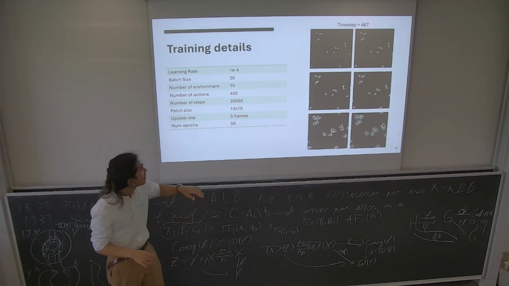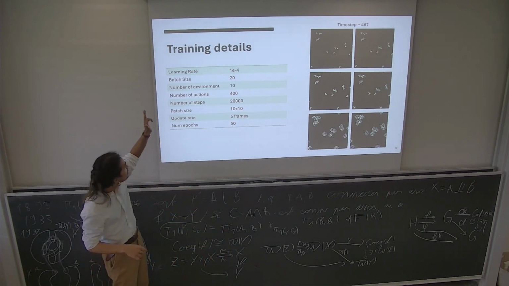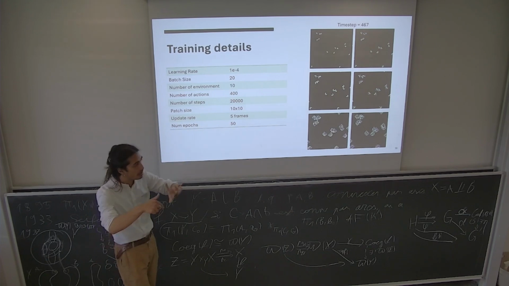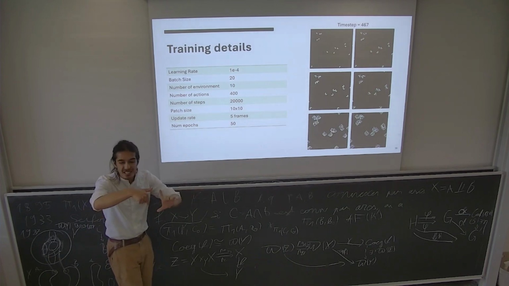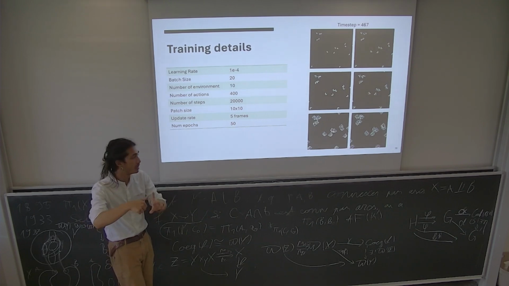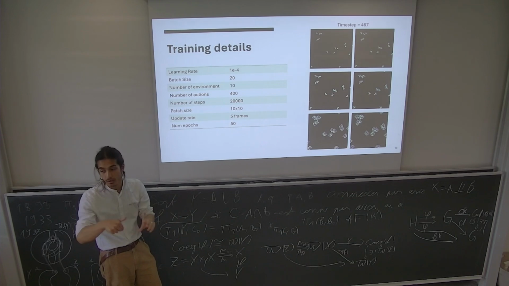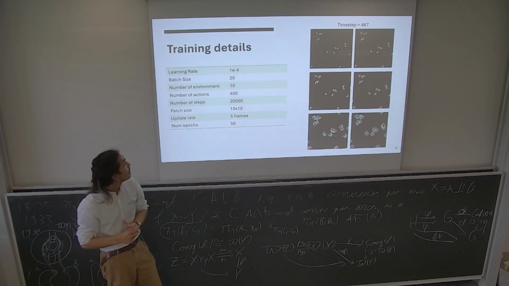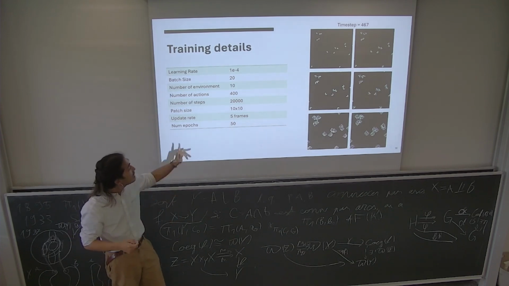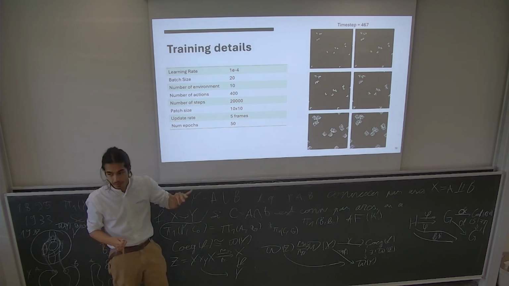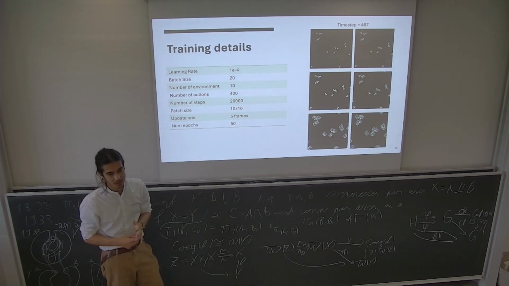So, training details, maybe not so important, but I have a patch size of 10 by 10, which means my grid search is 10 by 10. We can vary this a lot, and you're probably going to have very different types of creatures depending on the size of your grid. And I update the rule every 5 frames, which is something you can also play with.